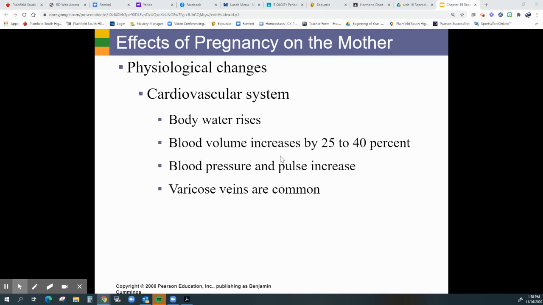All right. And then because of these two things, the pressure as well as the increase in pulse, mothers tend to be more susceptible to varicose veins. So varicose veins happen when the valve in the vein, which is the vessel leading back to the heart, kind of fails, and the pressure in the system is usually what causes that.